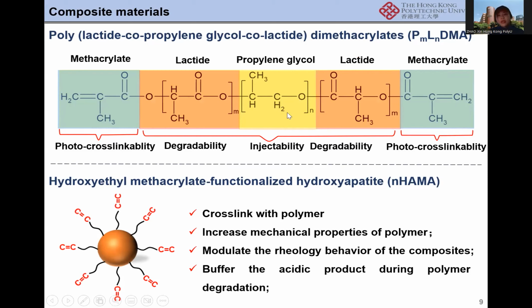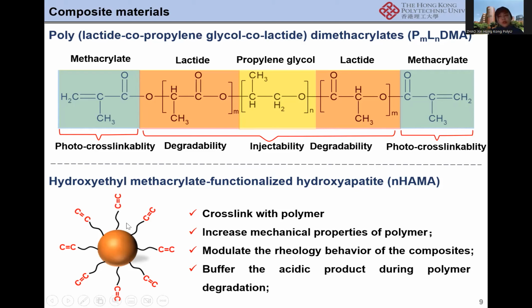And by varying N and M, we can control the cross-linking density, and then we can control the mechanical properties. So now we can make these materials very soft and very elastic, and we can also make them very strong.